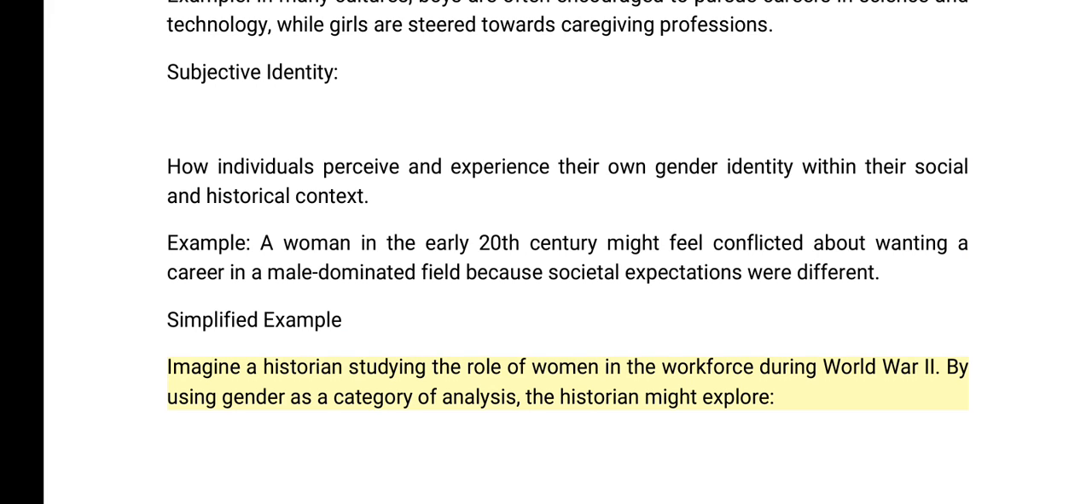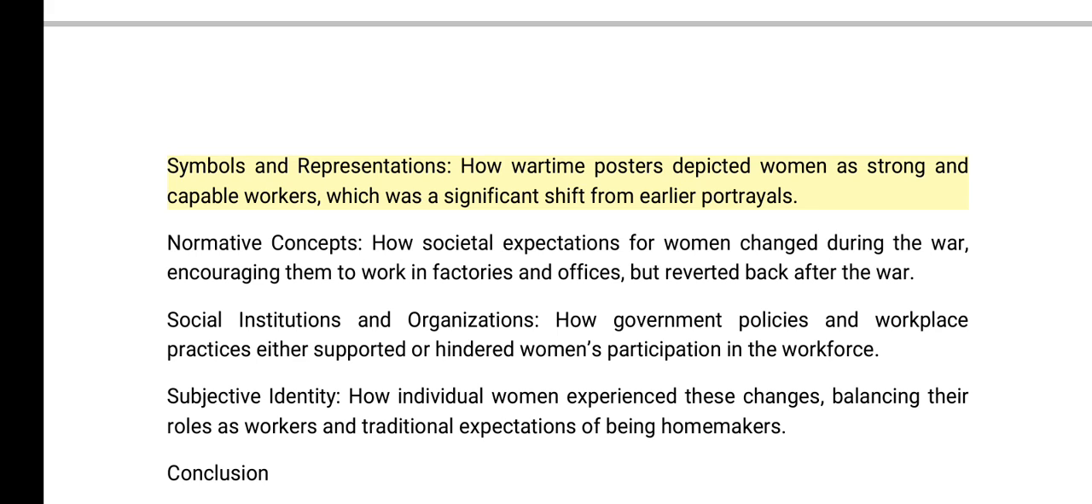By using gender as a category of analysis, the historian might explore symbols and representations: how wartime posters depicted women as strong and capable workers, which was a significant shift from earlier portrayals.